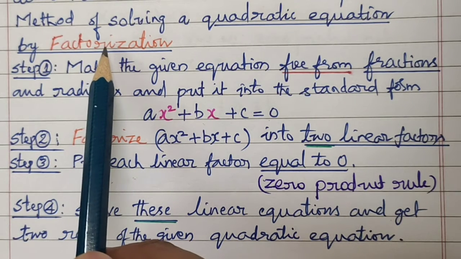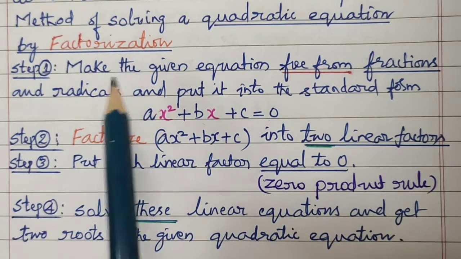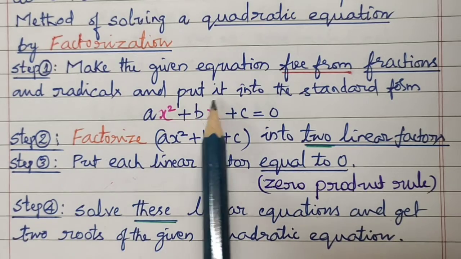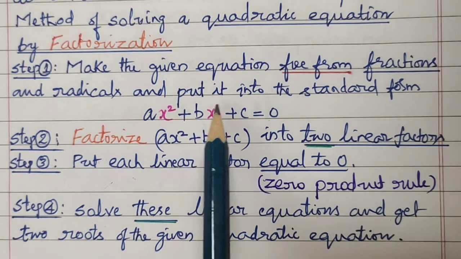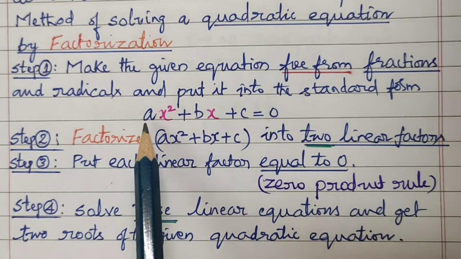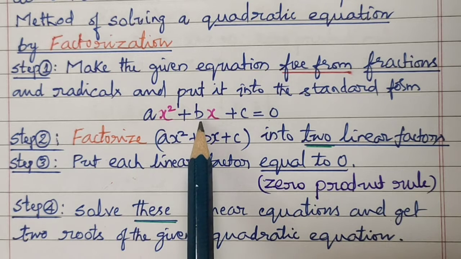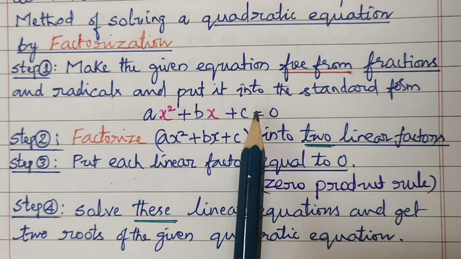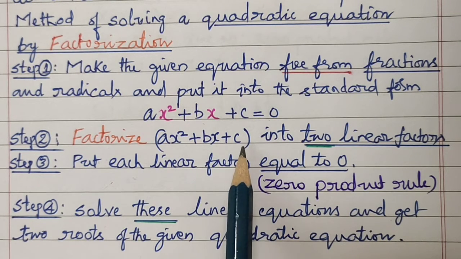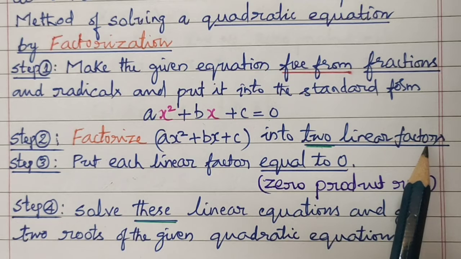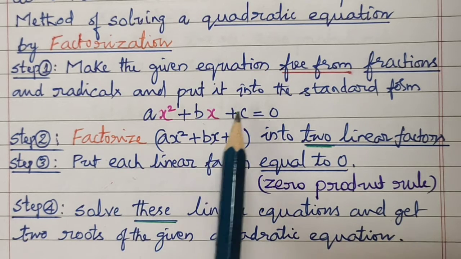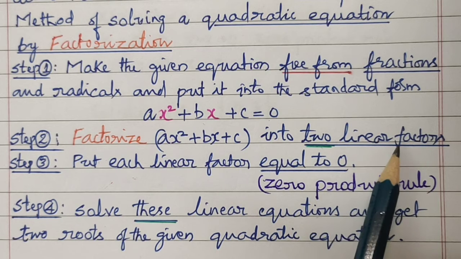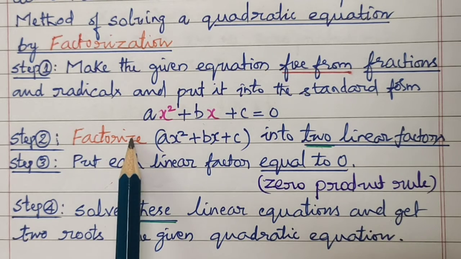In the factorization method, step 1: make the given equation free from fractions and radicals and put it into the standard form ax² + bx + c = 0. Step 2: factorize this standard equation into two linear factors. Factorization means writing the expression as a product of two linear terms.